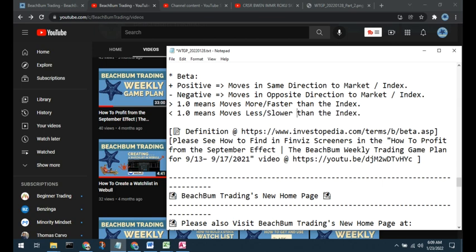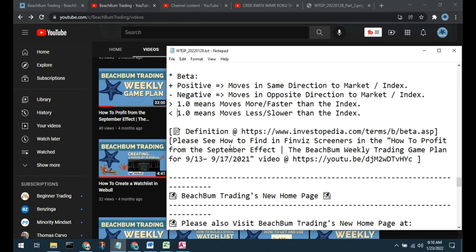So again, if you want to reduce the volatility in your portfolio and you want to find some individual stocks that are going to dampen the volatility in your portfolio, you want to look for stocks that have a beta absolute value of less than 1. The smaller the beta, the less it's going to move as the index moves.